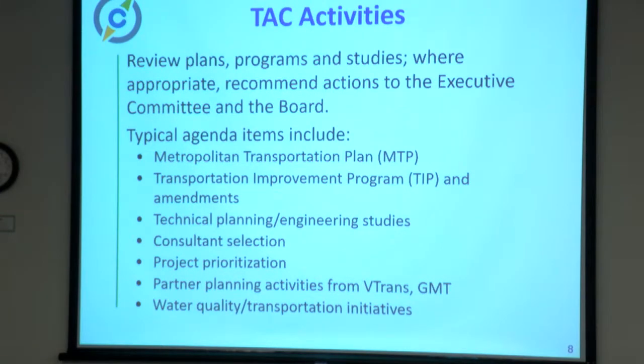A normal TAC meeting, again, happening the first Tuesday of the month, has the items on the bottom bullets there. Whenever we're amending or adopting a new metropolitan transportation plan, the TAC will have a number of meetings related to hearing about the changes, giving presentations, making recommendations. The second bullet is something that happens nearly every month. Christine's going to talk in a little bit about the transportation improvement program, that four-year list of projects that we all agree with VTrans will be funded. That document gets amended, sometimes monthly, so all those amendments will go through the TAC with a recommendation to come to you, the board.